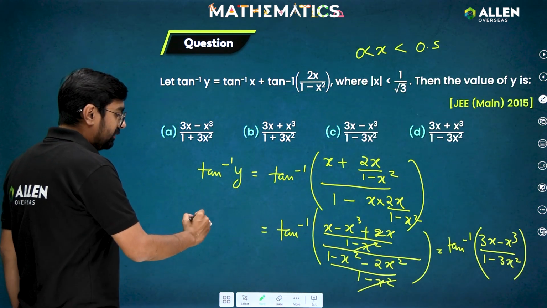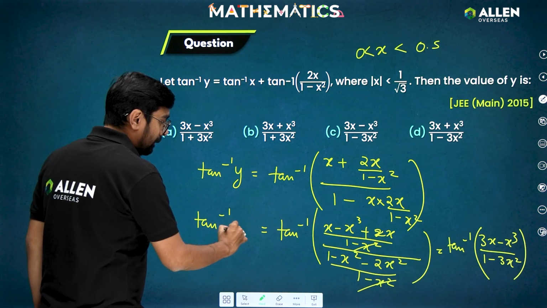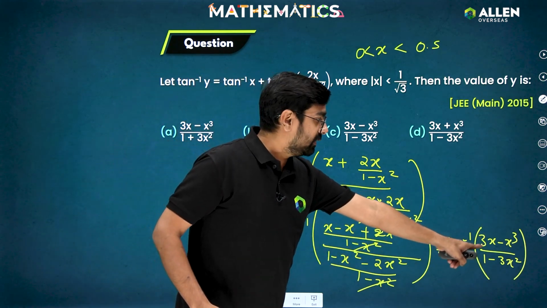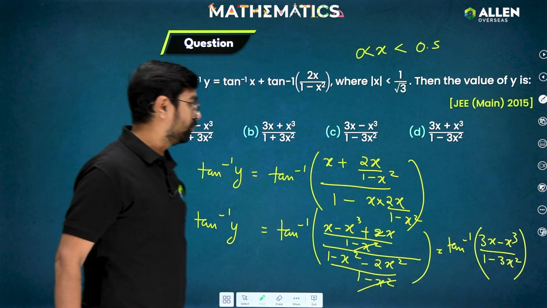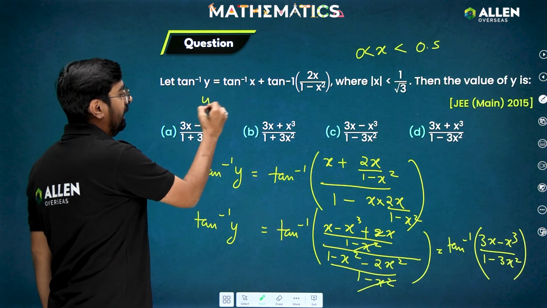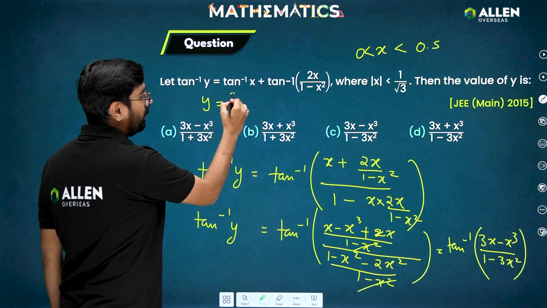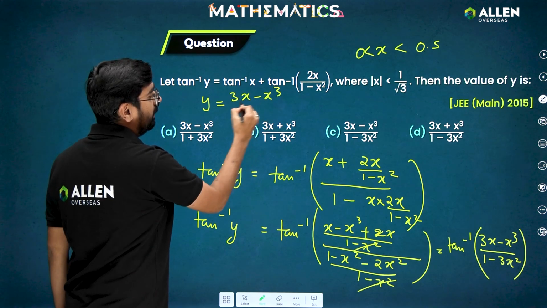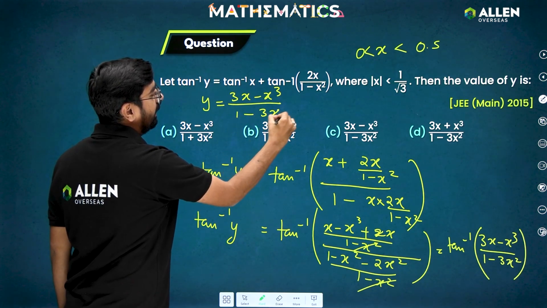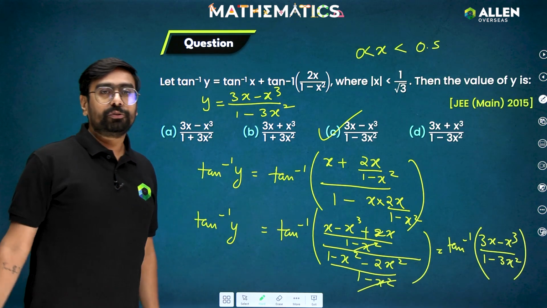Now my tan inverse y is equal to tan inverse of (3x minus x cube) upon (1 minus 3x square). So simply I can write y is going to be equal to (3x minus x cube) divided by (1 minus 3x square), which is the third option.